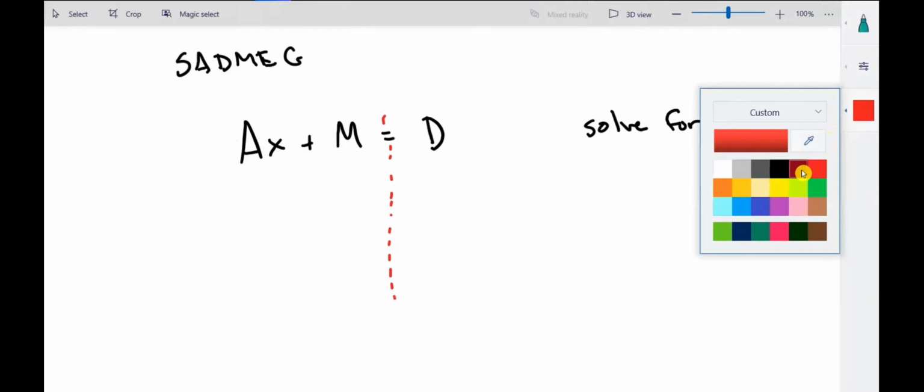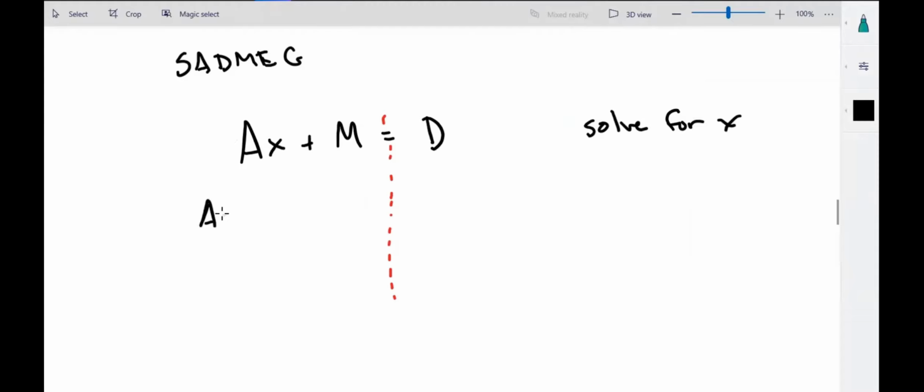So I need to get rid of that m by subtracting it. That's the opposite of addition. Addition, subtraction, opposites. So if I have ax plus m equals d, and I'm subtracting the m from both sides, it's going to look like this. So m minus m is just nothing.